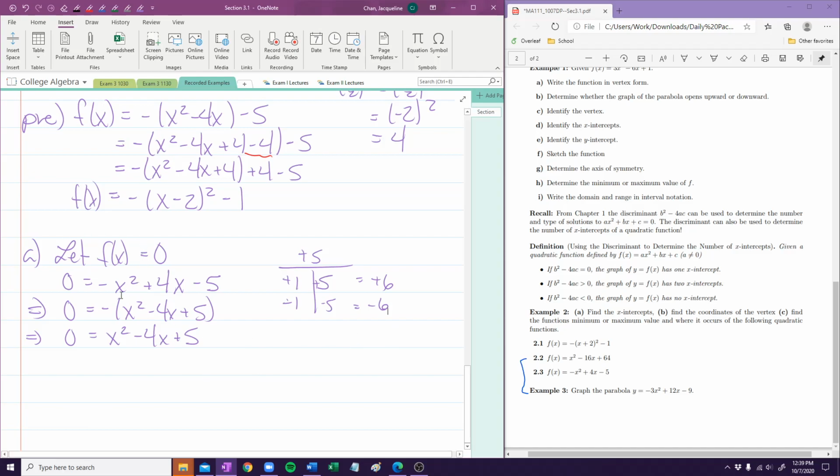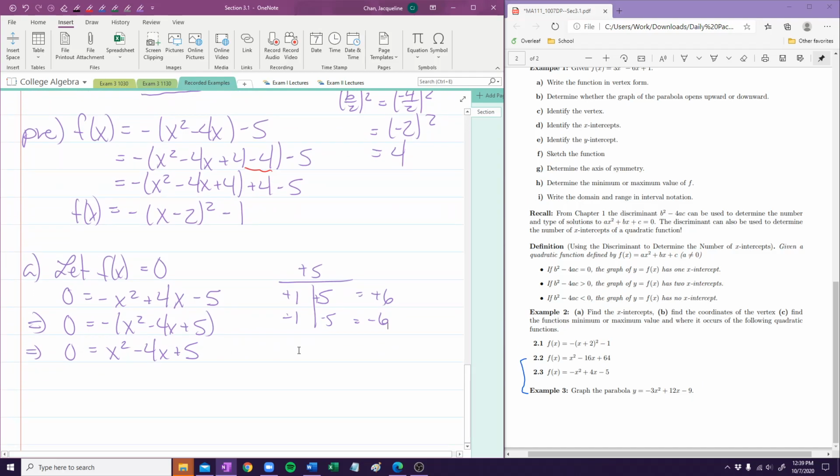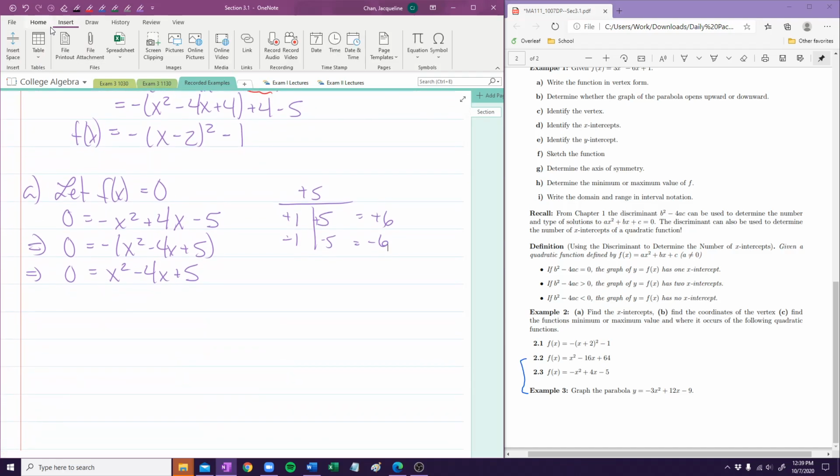But before we continue, before even wasting our time on the quadratic formula or completing the square, assuming that we did not find the vertex form, you can just find the discriminant first. So this is negative 4 quantity squared minus 4 times 1 times 5. This is 16 minus 20, which is negative 4, less than 0, so no x-intercept.